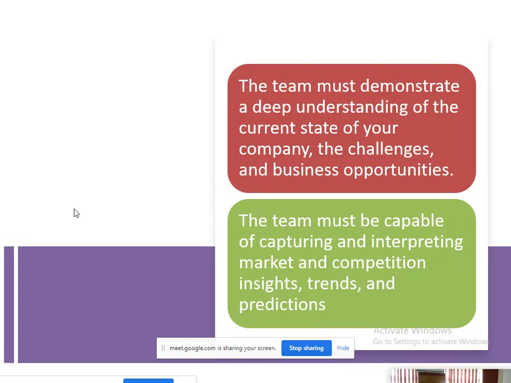Then next, the team must be capable of capturing and interpreting market and competition insights, trends, and predictions. So the team members doing the innovation work must have the capability to measure themselves against other companies. They must compete with the market. They must see what is trending in the market right now. Okay, so they must stick with that.